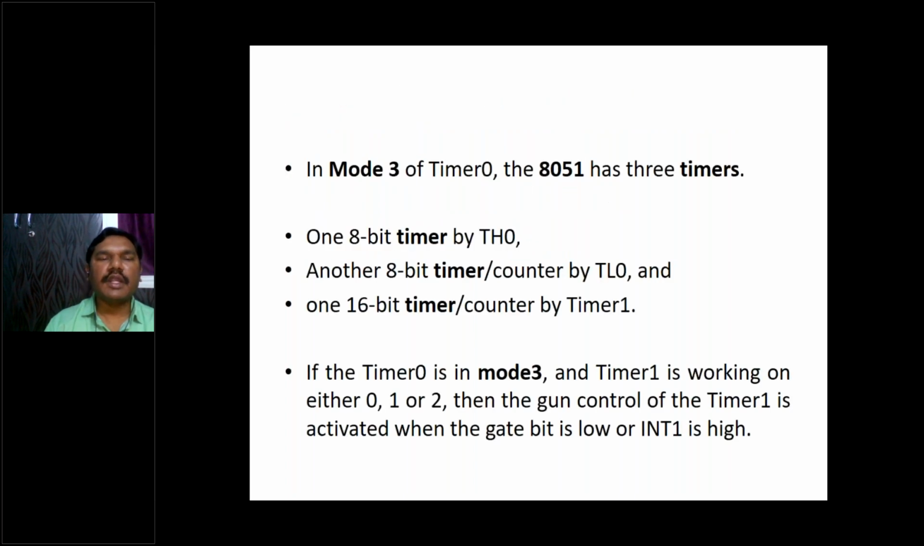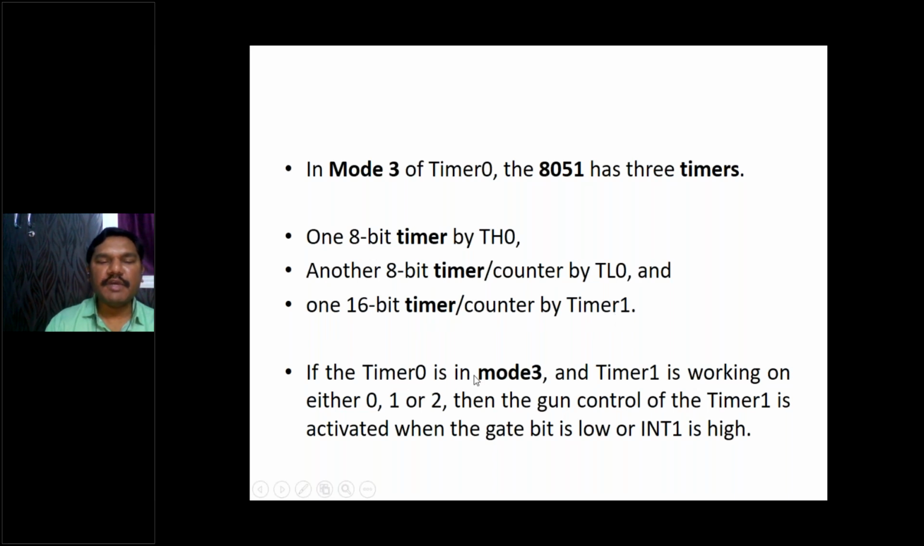In mode 3 of timer 0, the 8051 has 3 timers. One 8-bit timer by TH0, only it will use TH0. Another one 8-bit timer or counter by TL0. TH0 will be used as a timer only, while TL0 can be used as timer or counter. And it has one 16-bit timer or counter by timer 1.